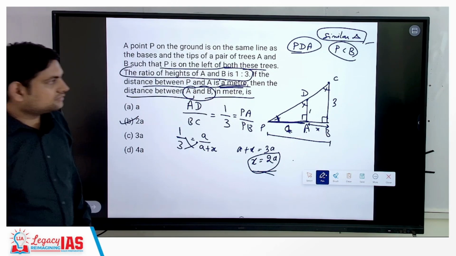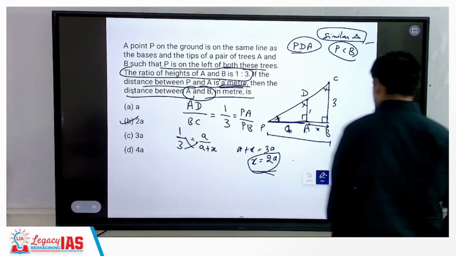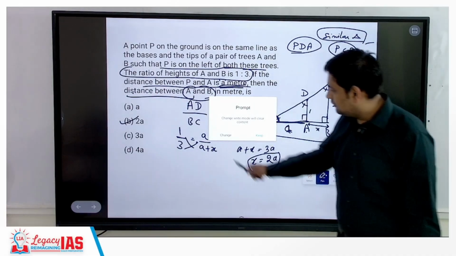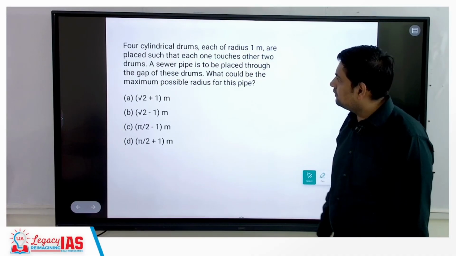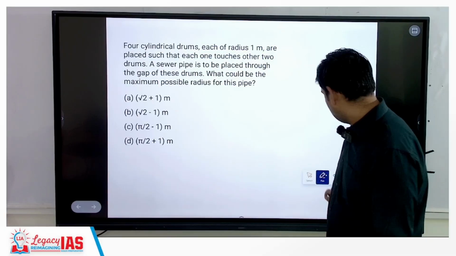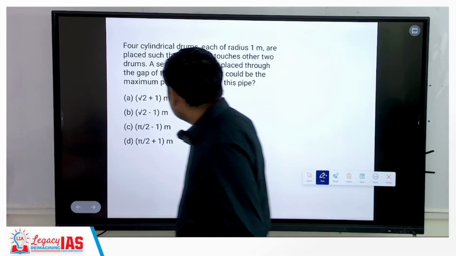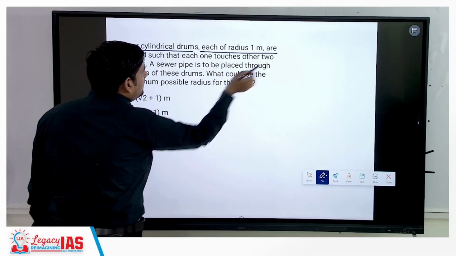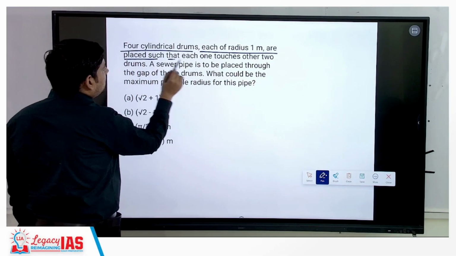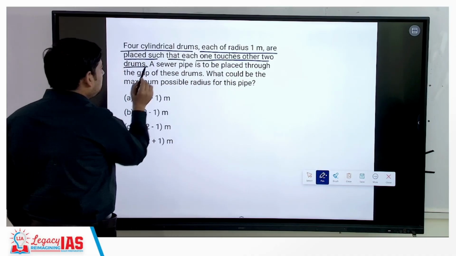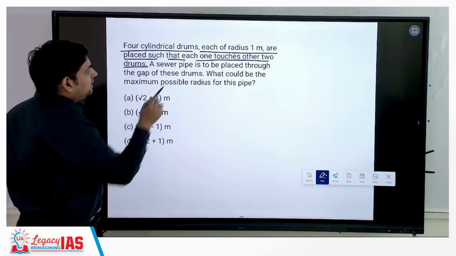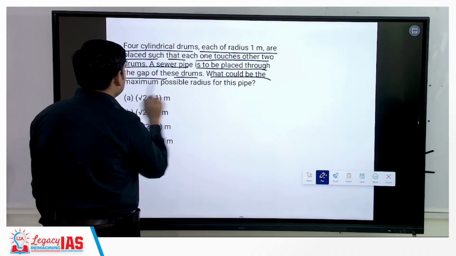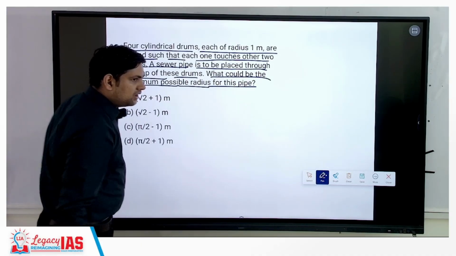Understood? Then next. This is the next question. It says, 4 cylindrical drums, each of radius 1, are placed such that each one touches the other 2 drums. Now, a silver pipe is to be placed through the gap of these drums. What could be the maximum possible radius of this pipe?